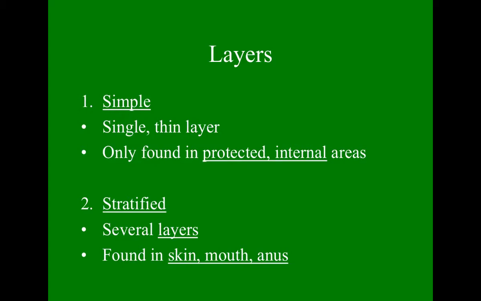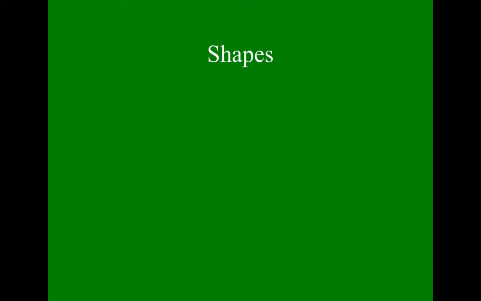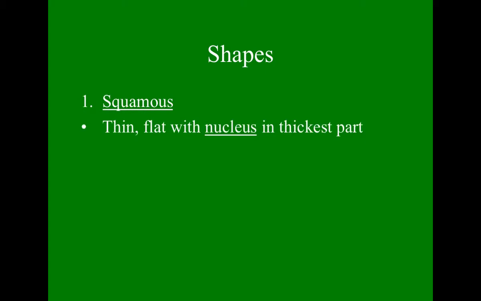So let's take a look now at the cell shape. Those are our two options, either simple or stratified. And one of those words is always going to be the first word when we name something. For the second word, we have three options, and that's based on the shape. The first shape is squamous, and squamous basically means a thin, flat cell with the nucleus in the thickest part of the cell. If I look at the cell from the side, I have kind of a fried egg look.